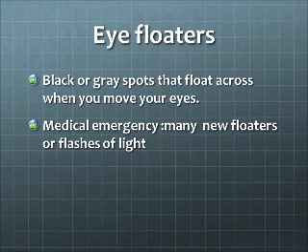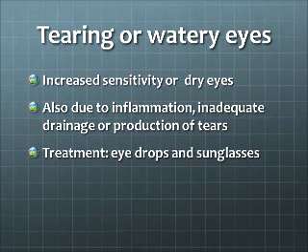Eye floaters are spots in your vision which look like black or gray specks or cobwebs that seem to float around when you move your eyes. Although they are normal with aging, if you see many floaters or flashes of light, it may be a sign of a medical emergency. Tearing or watery eyes can be caused by increased sensitivity to light, wind, temperature changes, or having dry eyes. Eye drops and sunglasses may help.